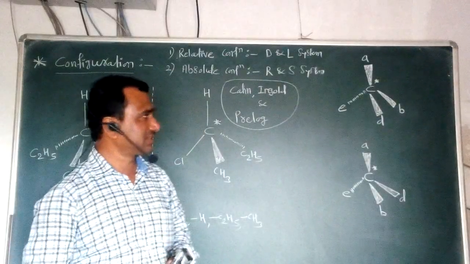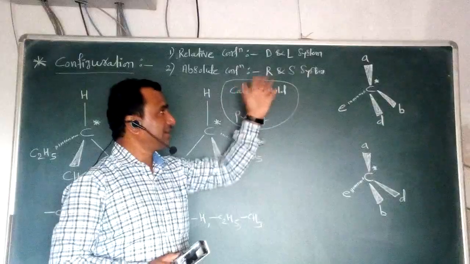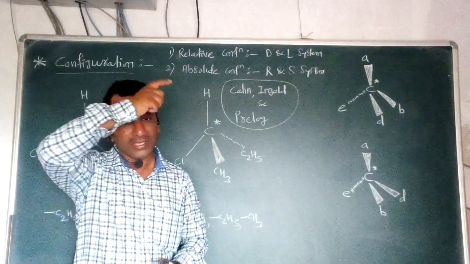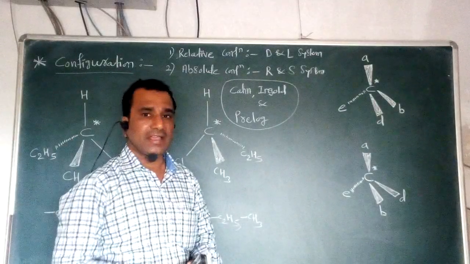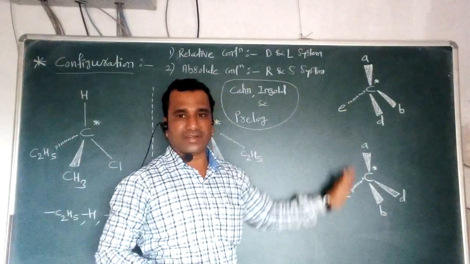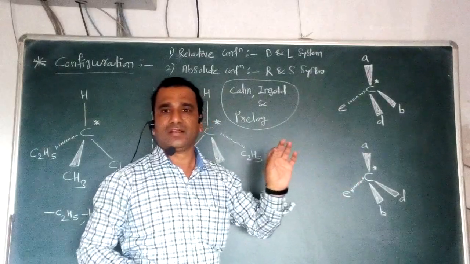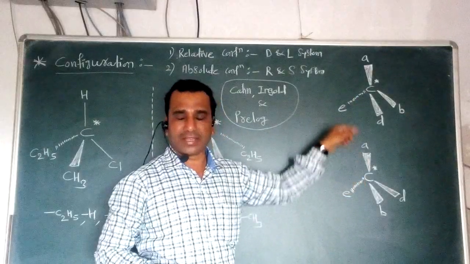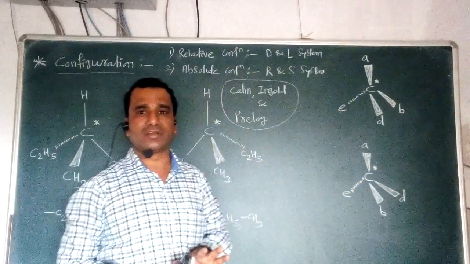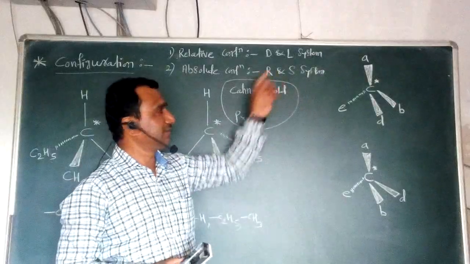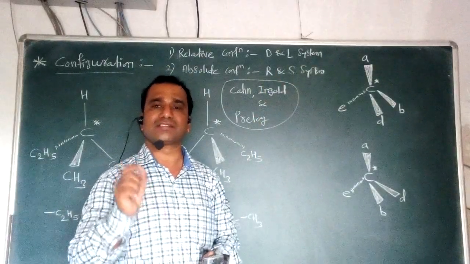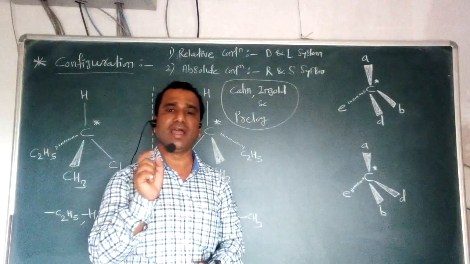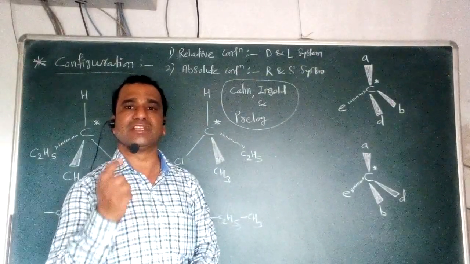The first simple step for assigning this R and S configuration is that we have to follow some sequence rules. For this purpose, we consider these two different arrangements of isomers, or two different arrangements of atoms and groups around this chiral center. The first important selection rule for assigning the R and S system is that you have to assign the priority to the given atoms or groups by using some selection rules.